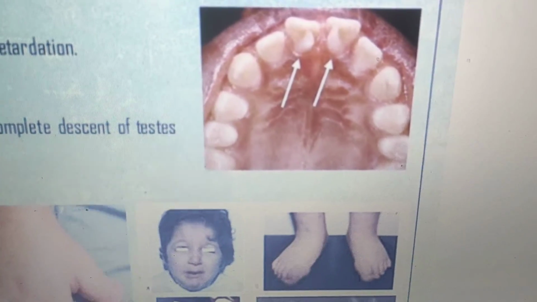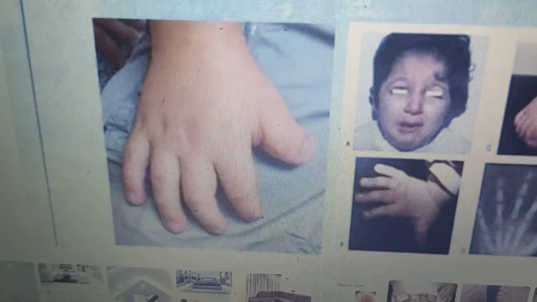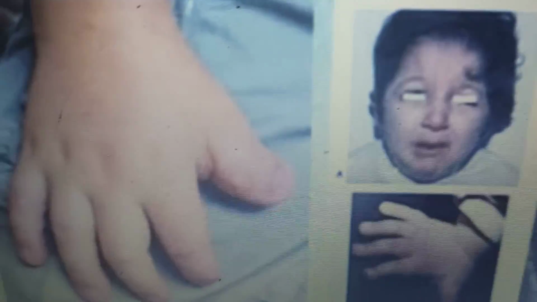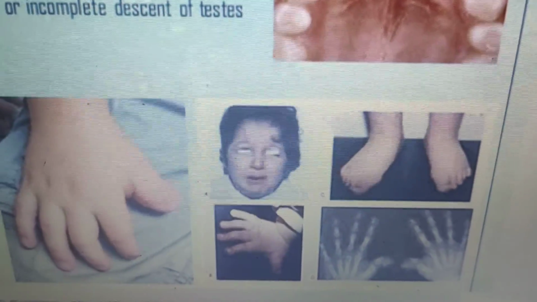You can see talon cusp, and you can see broad thumb, great toes, and delayed or incomplete descent of the testes. Developmental retardation is also there. Broad thumb and great toes. So this is the picture related to Rubinstein-Taybi syndrome.